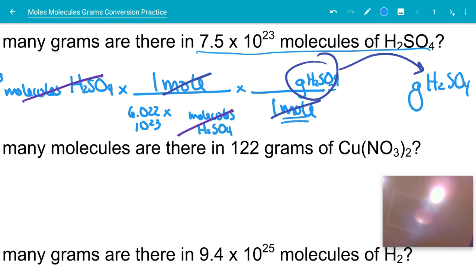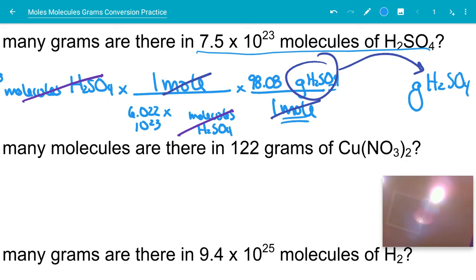2 H's is 2 times 1.008, plus a sulfur is 32.064. Hope I did that right. Plus 4 oxygens, 4 times, I'm just going to round to 16 here, equals 98.08.